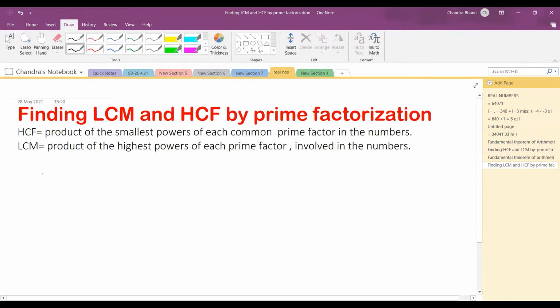Let's understand how to find LCM and HCF of numbers by the prime factorization method. Here we can see HCF is equal to the product of the smallest powers of each common prime factor in the numbers, and LCM is the product of the highest powers of each prime factor. Let's understand it with the help of an example. We want to find the HCF and LCM of the numbers 6 and 20. Since it is the method of prime factorization, I need to do the prime factorization of both the numbers. I can write 6 as 2 to the power 1 into 3 to the power 1, and 20 as 2 square into 5 to the power 1.